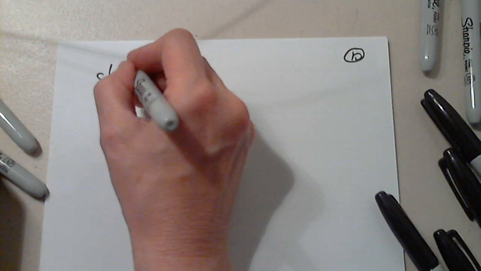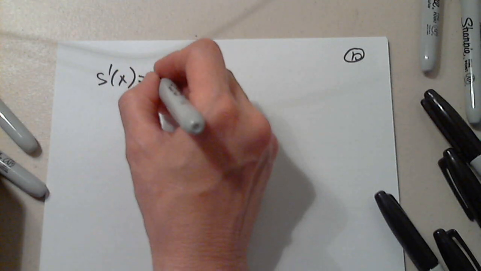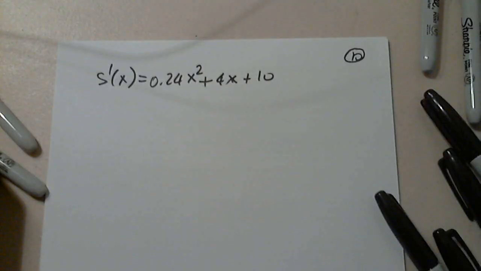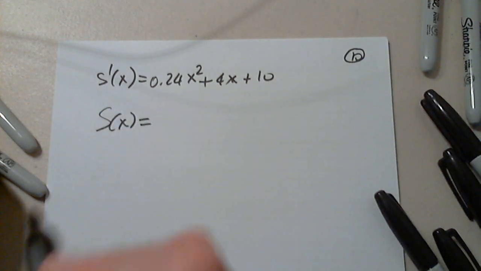So we have S prime of x equals 0.24x squared plus 4x plus 10. This is the rate of change of supply. X is the price per plate in dollars. So the measurement unit is dollars, right? Find the rate at which supply changes with respect to price, and it's given by the marginal supply function. So it's units per price. Okay. Find the supply function. This is the rate of change. We want to find the supply function, so they're asking us to find S of x.